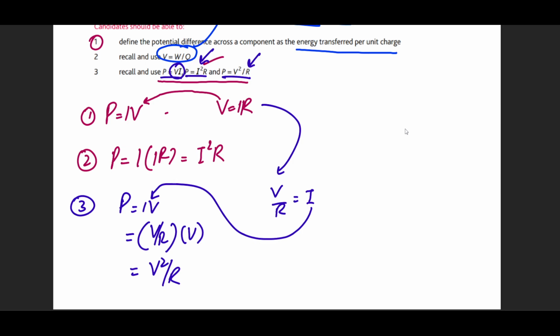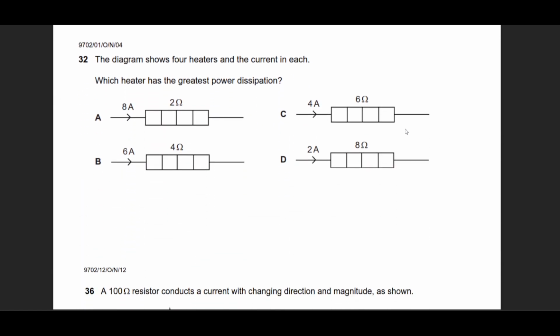We can't get around with just knowing V equals to IR and then making formulas on the spot, you need to memorize them to quickly utilize them in your calculations or questions. Let's move on to the questions, how we're going to solve them.